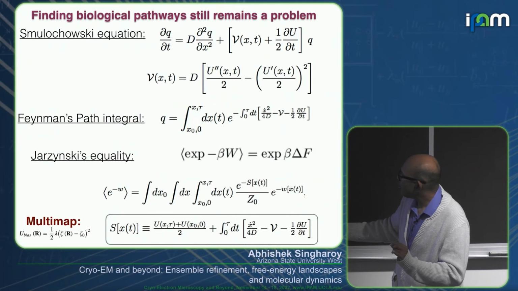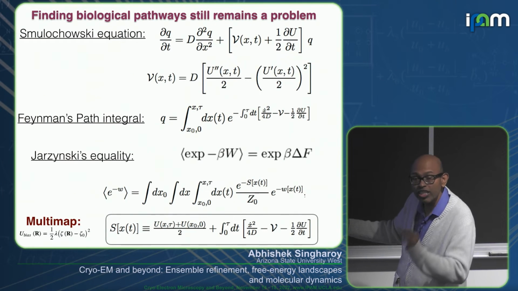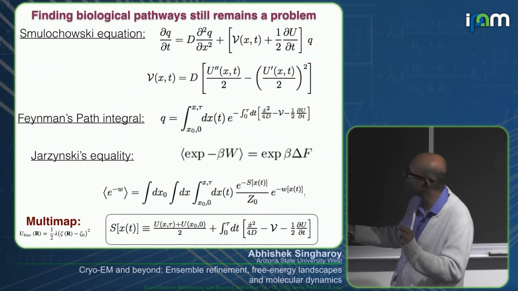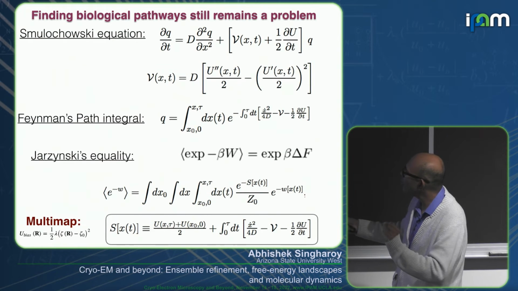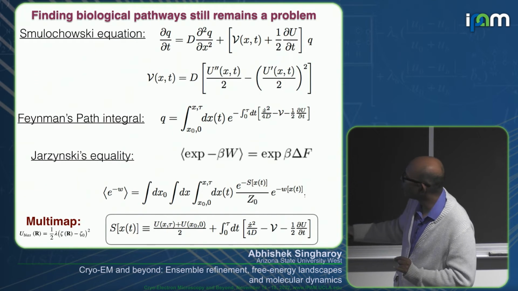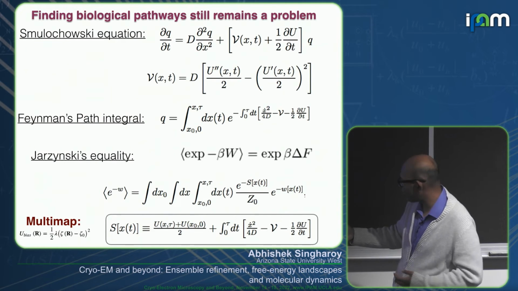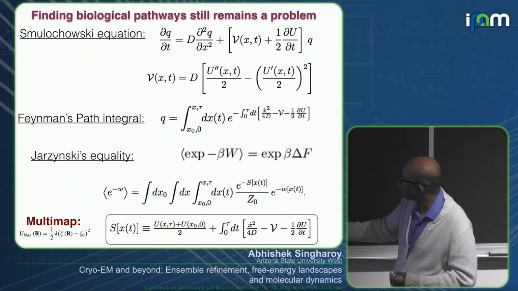Jarzynski's equality is very interesting. This work is a non-equilibrium quantity. Free energy is an equilibrium quantity. This is the first equation that connects a non-equilibrium quantity with an equilibrium quantity. And what we have found is a path integral formulation of figuring out this non-equilibrium quantity. Essentially, this exponential of work, which is the work of deformation, can be written in terms of S, which is an action.